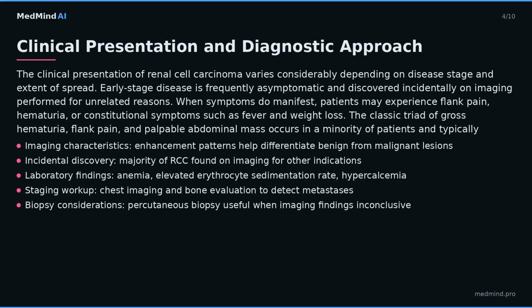Key points: imaging characteristics. Enhancement patterns help differentiate benign from malignant lesions. Incidental discovery: the majority of RCC is found on imaging for other indications. Laboratory findings: anemia, elevated erythrocyte sedimentation rate, hypercalcemia. Staging workup: chest imaging and bone evaluation to detect metastases.